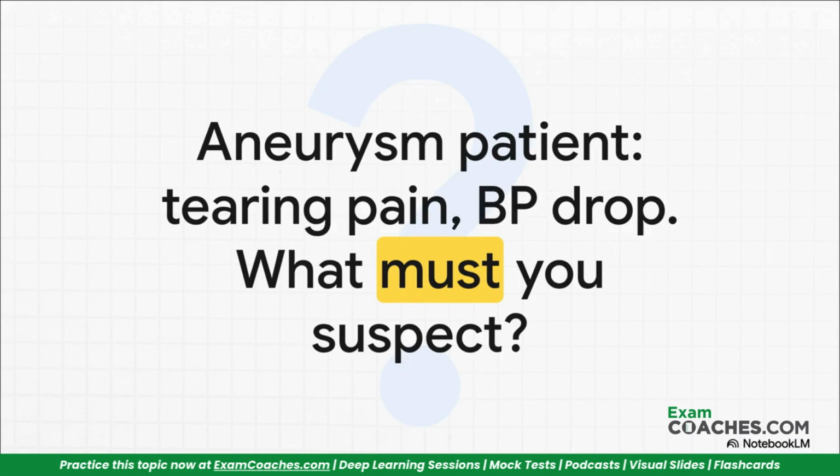Let's run a scenario. Your patient has a known AAA. They suddenly yell out, complaining of a 10 out of 10 tearing pain in their back, and you see their BP just drop off a cliff. What's the only thing this can be, and what does it mean you have to do right now?